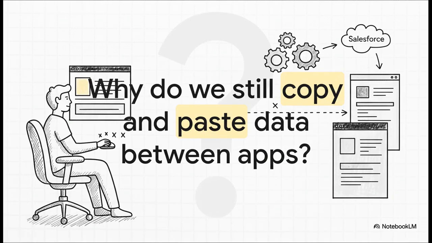You know the drill, right? You've got one app open on one screen, another on the other, and you're literally swiveling in your chair, copying and pasting customer info back and forth. It feels so ancient. And honestly, it's just asking for a typo to mess things up. So why are we still doing this?